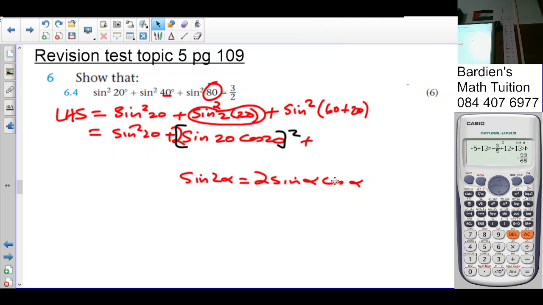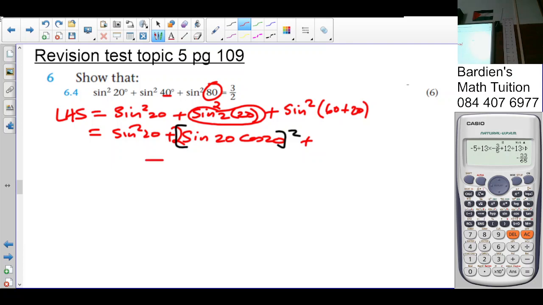Plus, now here's a compound angle expansion that needs to take place. So it will be plus sine 60 cos 20 plus cos 60 sine 20. And that also has to be squared because of that square. Okay, so it's going to be an expansion taking place here.